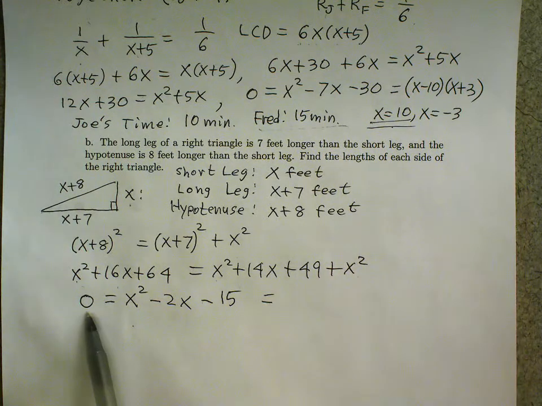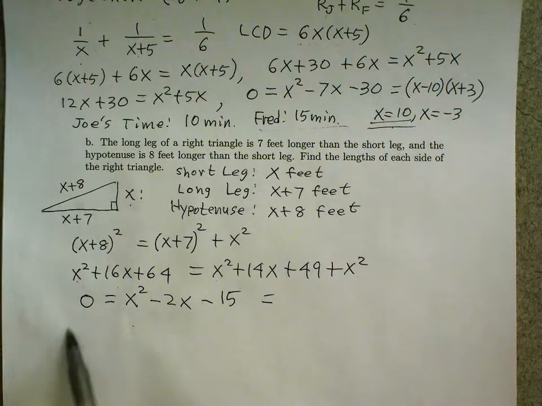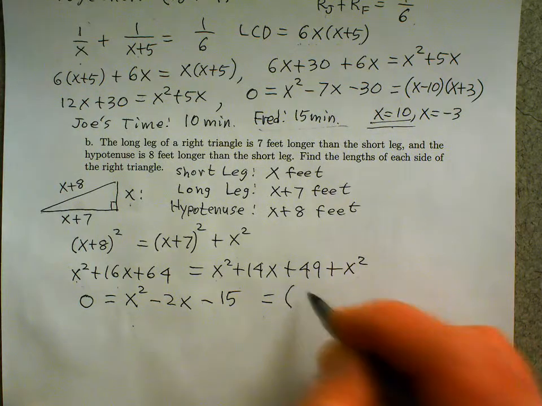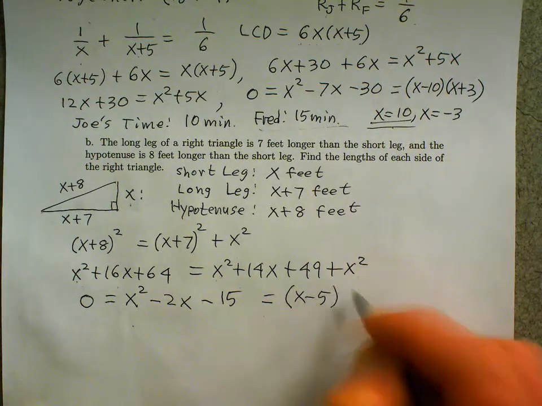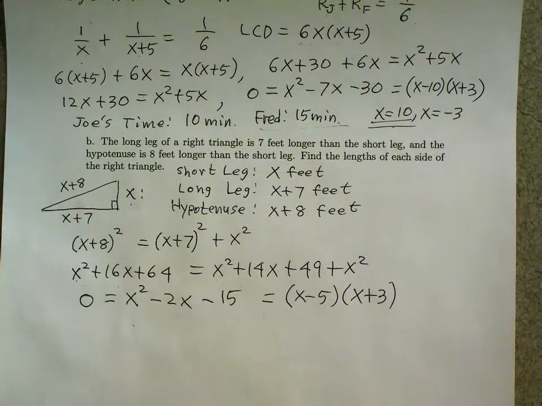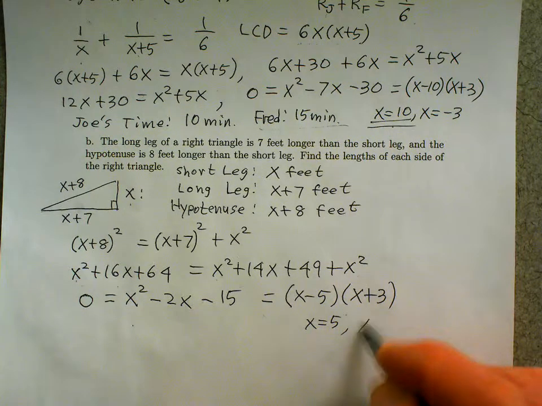We can always use the quadratic formula. We can also always solve by completing the square. But if you can see a way to factor it, that's probably the more efficient thing to do. And this factors really nicely. One factor is x minus 5, and the other one is x plus 3. This equation has two solutions. One is positive 5, the other one is negative 3.